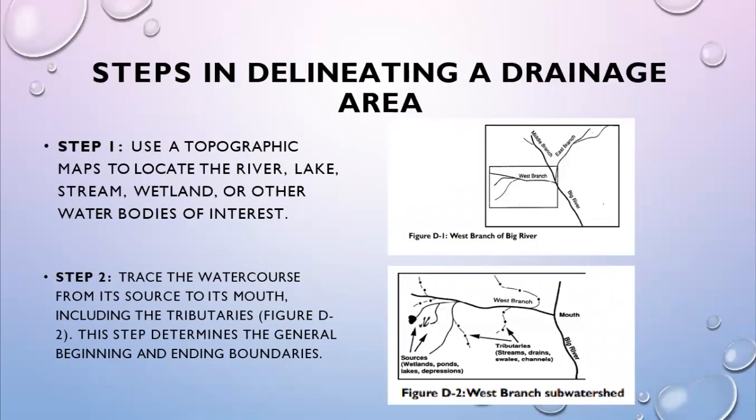Next is steps in delineating a drainage area. First is use a topographic map to locate the river, lake, streams, wetland, or other water bodies of interest. Next is trace the water course from its source to its mouth, including the tributaries, which is in figure 2. Here, you can see the streams, drains, swales, channels. These steps determine the general beginning and ending boundaries.